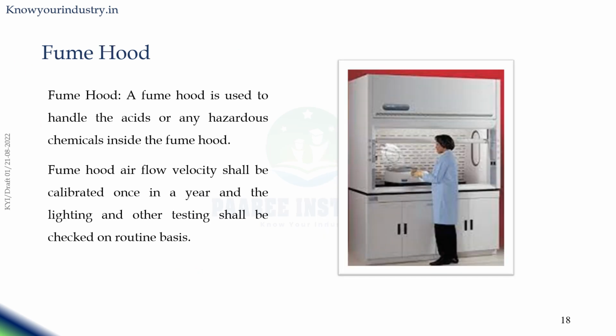Next is the fume hood. A fume hood is used to handle acids or any hazardous chemicals inside it. Highly evaporating solvents can also be used within the fume hood. Generally, fume hoods are calibrated for airflow velocity once a year, and the lighting and other features shall be checked on a routine basis inside the fume hood.